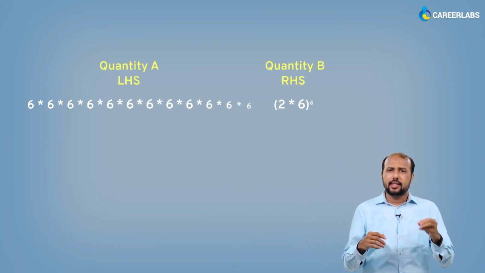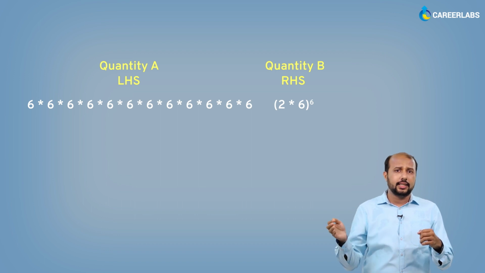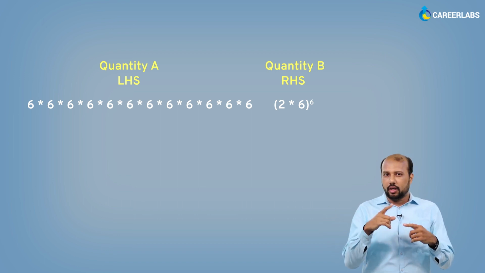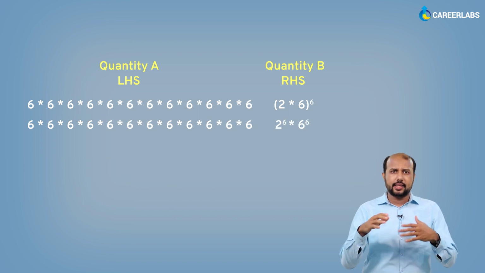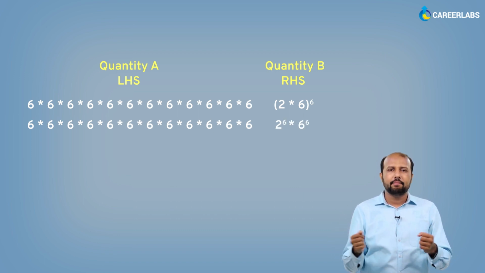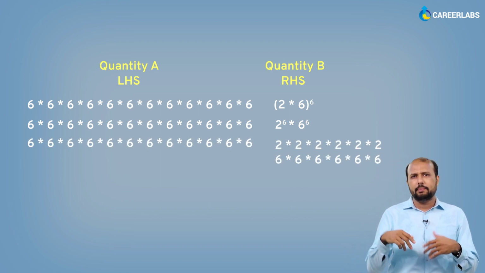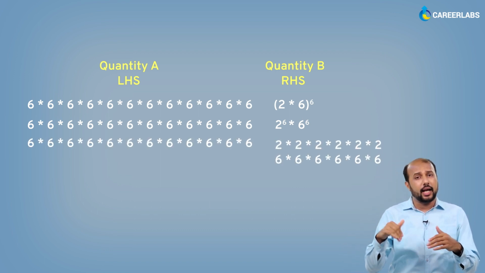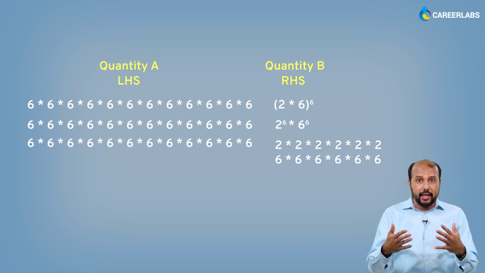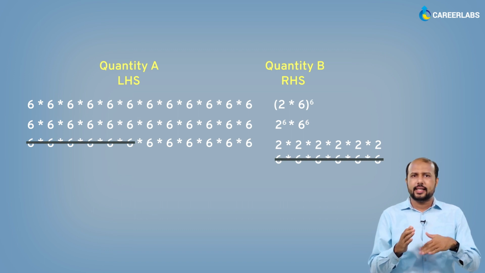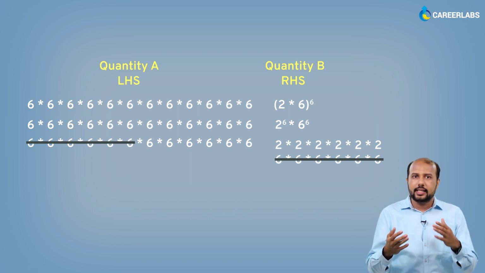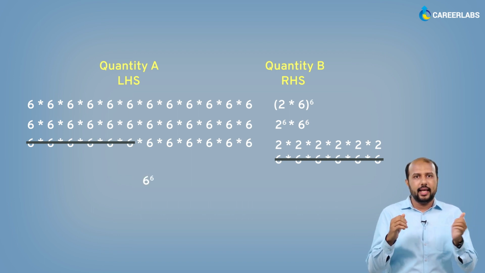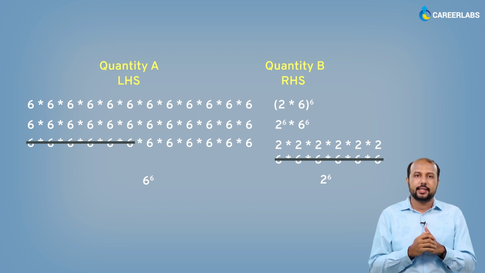Now in the LHS, there are 6 power 12 and in the RHS, there is 12 power 6. But wait a minute, 12 power 6 can be written as 2 power 6 into 6 power 6, isn't it? Which is nothing but 2 multiplied 6 times and 6 multiplied another 6 times. We are comparing them, so let's strike off 6 common 6's on both the sides. So we will get 6 power 6 on the left hand side, LHS, and 2 power 6 in the RHS.